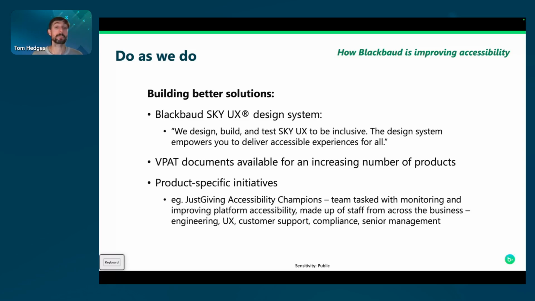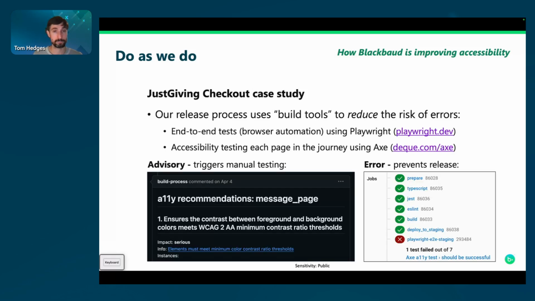For example, I'm a member of the Just Giving Accessibility Champions, a sort of cross-functional team from across the business made up of engineering, UX, customer support, compliance, and senior management, all those key stakeholders who are needed to really drive change in the accessibility of our product.